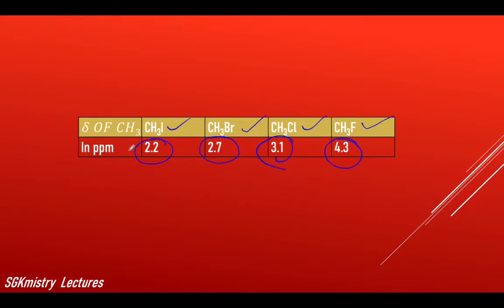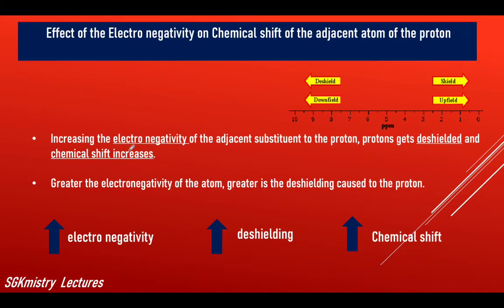So we can just say that as the electronegativity of the particular atom increases, or as the number of electronegative atoms increases, the signal will be found in the downfield region. This is just a gist of whatever I have told. As the electronegativity increases, this will result in deshielding of the protons, that is, the electron density around the protons will be decreasing, and this will result in an increase in the chemical shift. That is, the signals will be found in the downfield region.